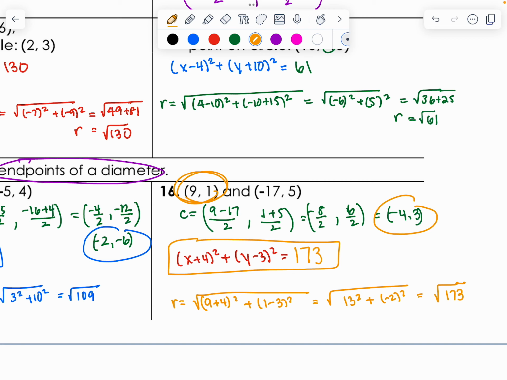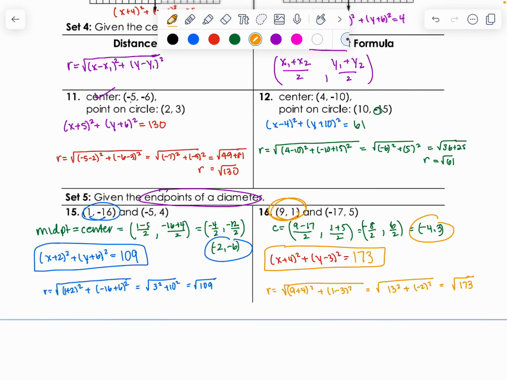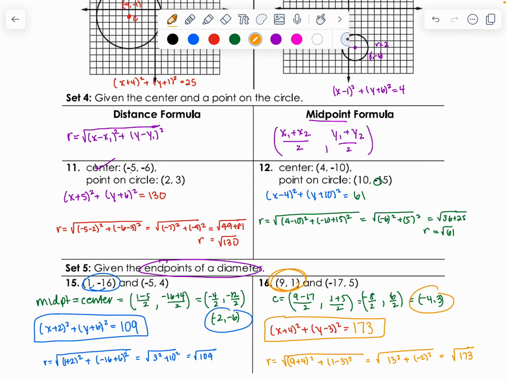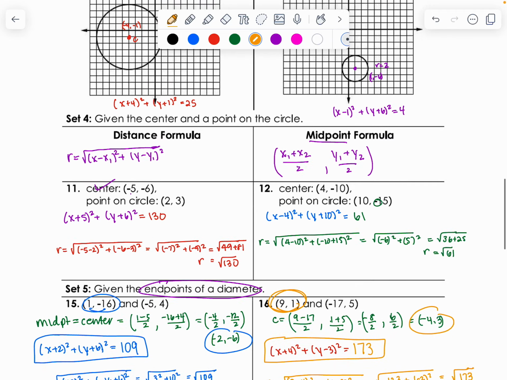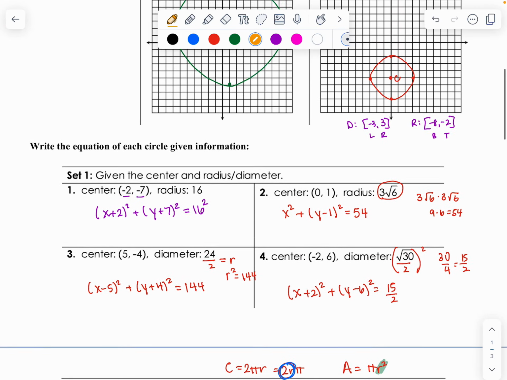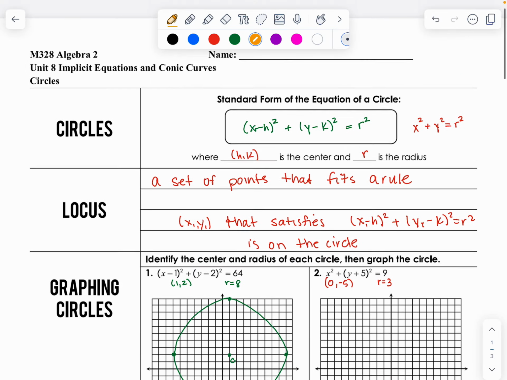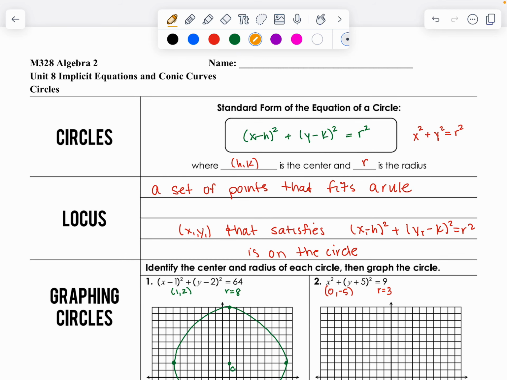That's why I like using an endpoint and the center, because I don't have to worry about dividing by 2 for the diameter. All right, that should be enough for you. Please go back and watch any part that you need to again, but that should be enough for you to be able to do the homework and have great success on it. But bring all your questions to class when I see you tomorrow, Wednesday.